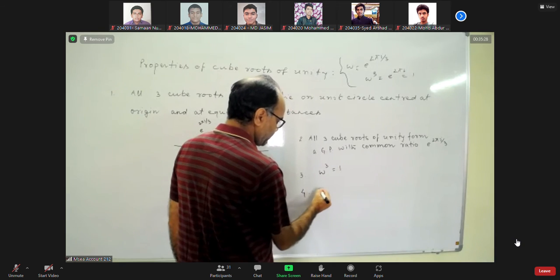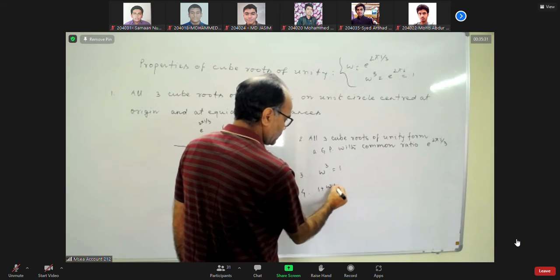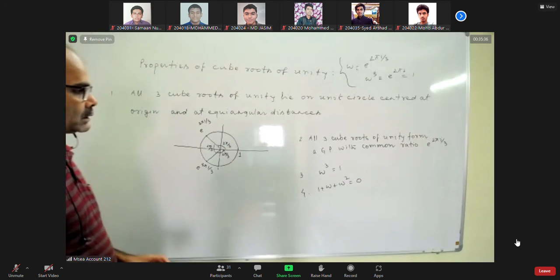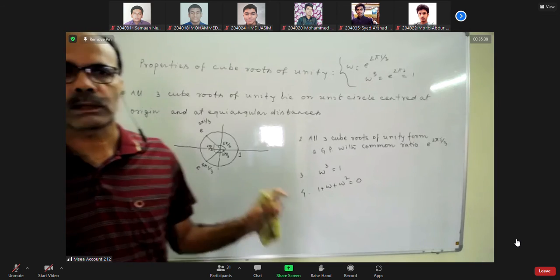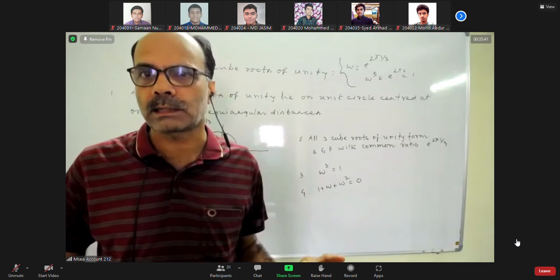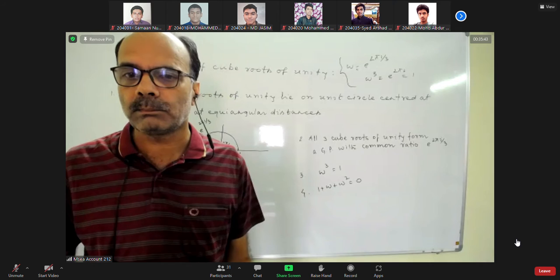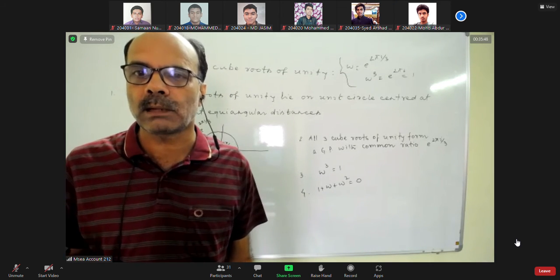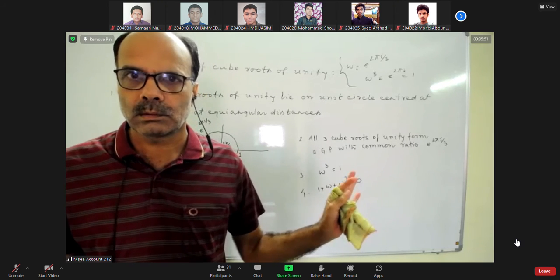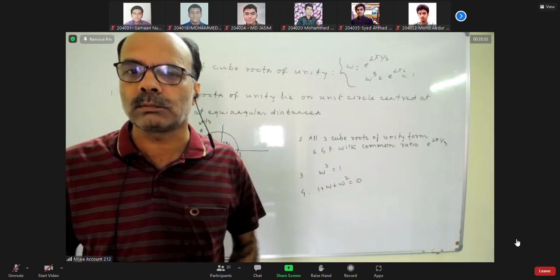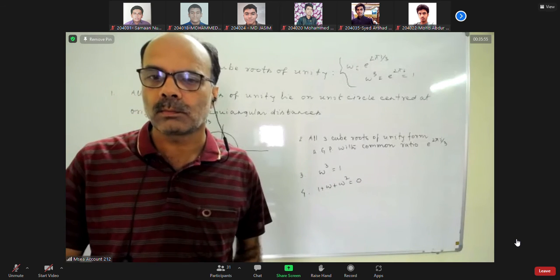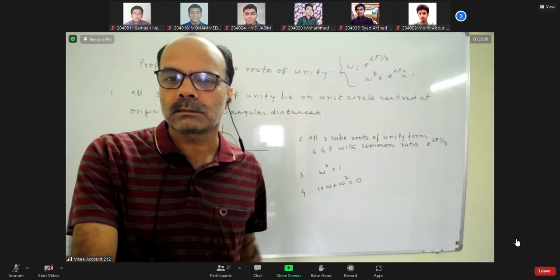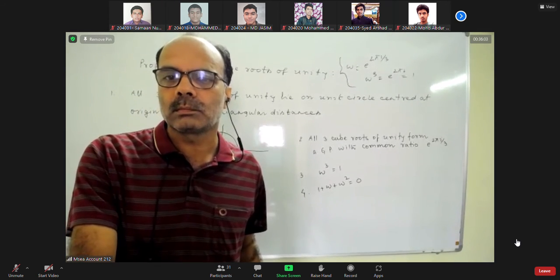Fourth property: 1 plus omega plus omega square is 0. The sum of all three cube roots of unity is 0. You add up: first is 1, second is minus 1 plus root 3i by 2, third is minus 1 minus root 3i by 2. If you add up all three, it will be 0. If you add all three cube roots of unity, it is how much? 0. Okay.